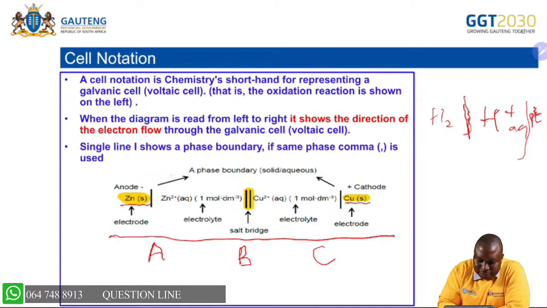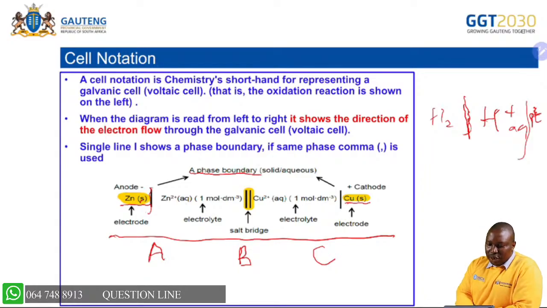Remember the line, this solid line that separates zinc solid and zinc aqueous, the solid and the aqueous. This solid line shows you what we refer to as phase boundary. It shows you that we have a solid and an aqueous. So to separate them, you will write a solid line.